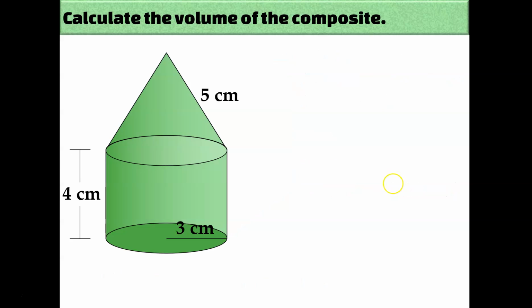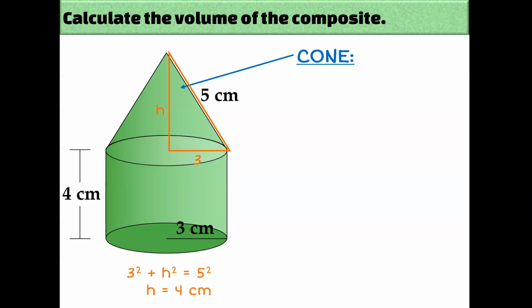Our final composite is a combination of a cone on top and a cylinder on bottom. The volume of a cone is equal to 1/3 times the base times the height. Well, the base is a circle, and the radius of that circle is 3. But the height of the cone is currently unknown. We're given 5 as the slant height, and we'll have to use that with the radius to figure out the actual height, the perpendicular height.